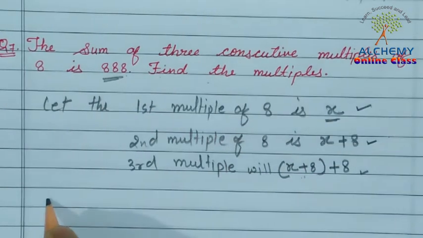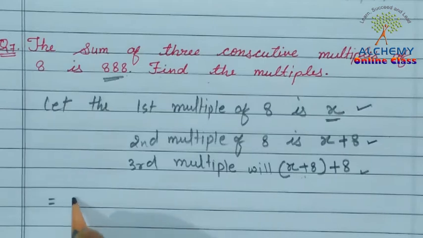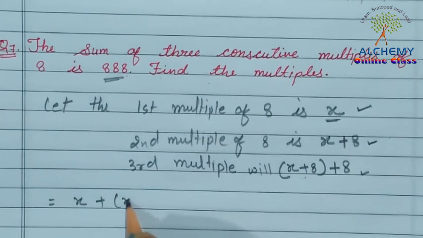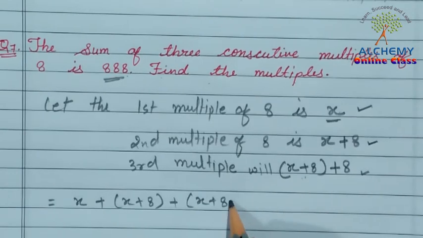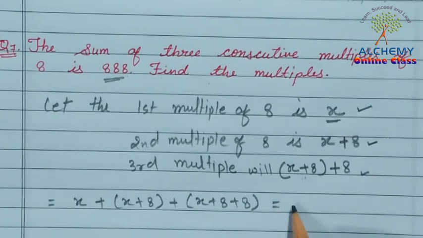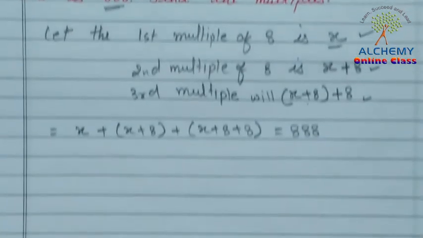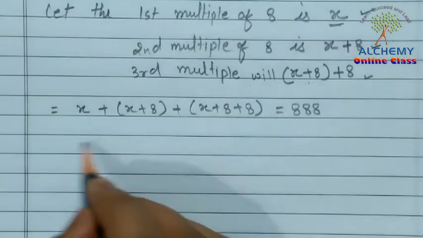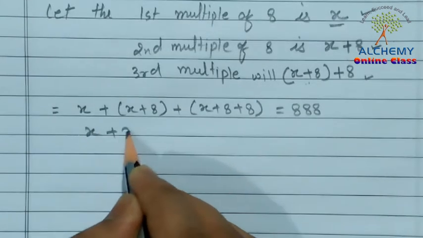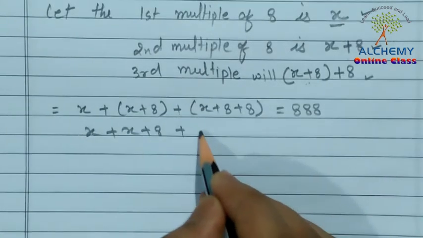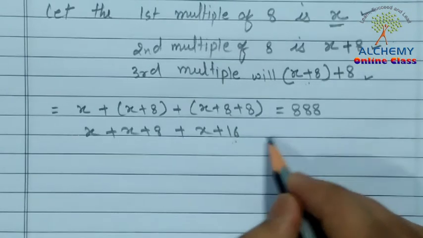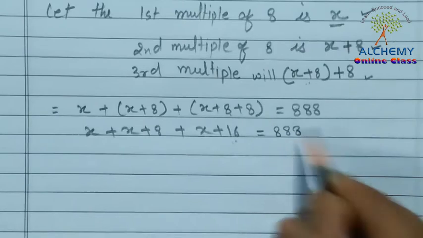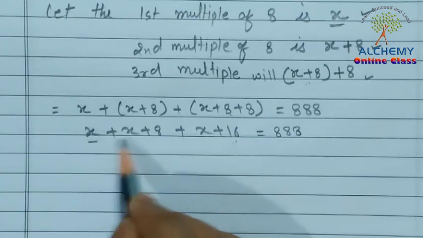So let's add these multiples. x plus (x plus 8) plus (x plus 8 plus 8) is equal to 888. When we open the brackets, we get x plus 8 plus x plus 16, since 8 and 8 will be added and we get 16, and it will be 888. So we have 3x here: 1x, 2x and 3x.